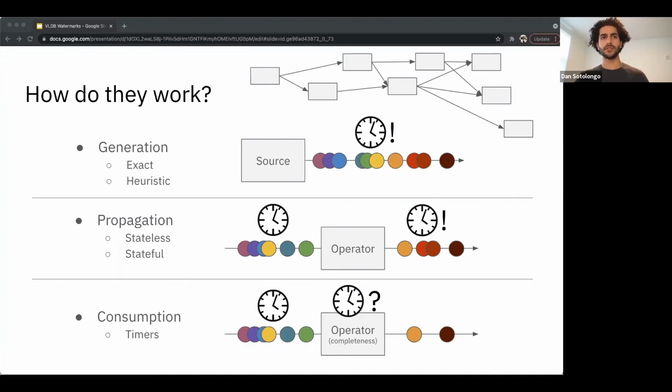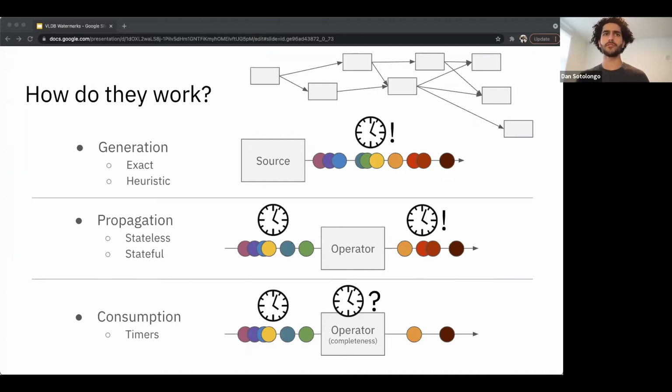Now, the heuristics can be wrong, which leads to the problem of late data, events that show up after the watermark claimed they wouldn't. But both of these topics are deep and complex, so I encourage questions and reading the paper for more details. The second role is operators that have both incoming and outgoing edges. Such nodes have to propagate their input watermarks onto their output edges.